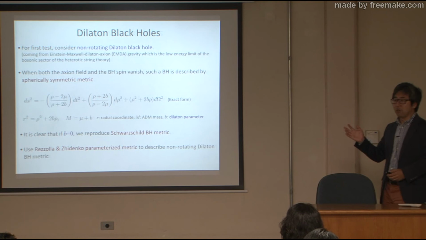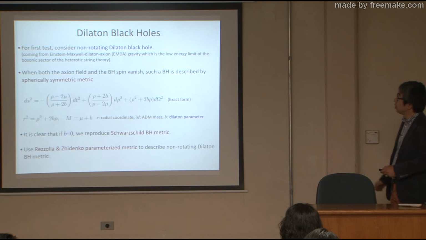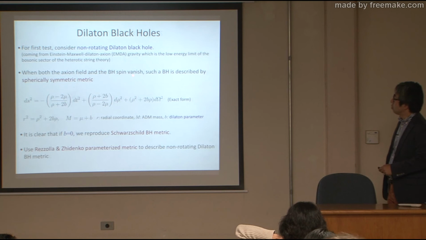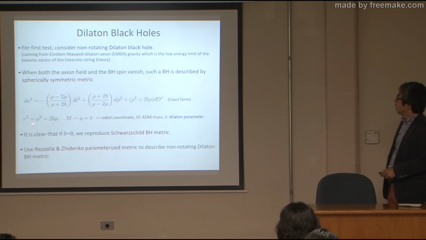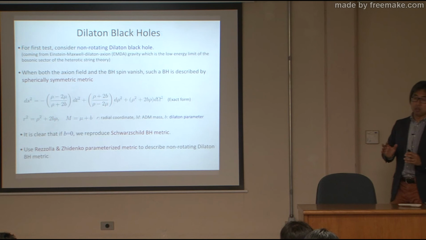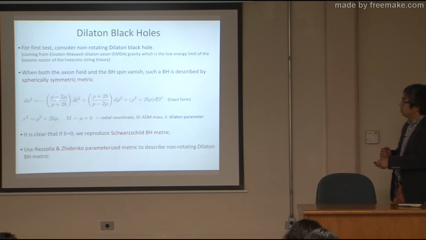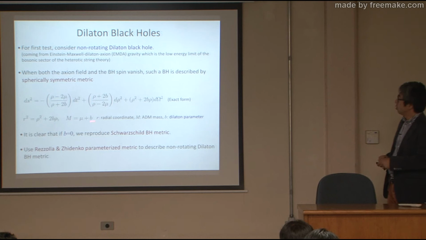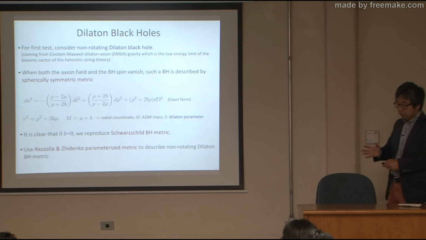We also know this is stable, not disrupted by perturbation, and the metric is very simple. If we consider the axion field as zero and the black hole spin vanishes, such a black hole is described by a spherically symmetric metric like this. Here m equals mu plus b, and r squared is rho squared plus 2br. So the radial coordinate position is shifted, depending on the dilaton charge. The ADM mass is also the total mass of the black hole system, but this includes the dilaton parameter.